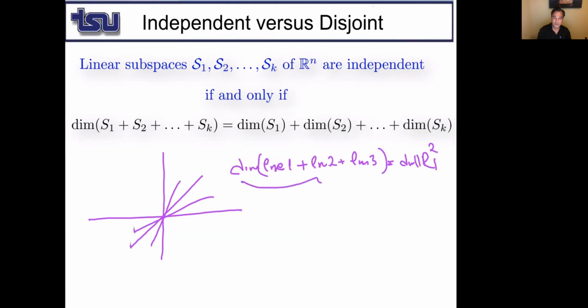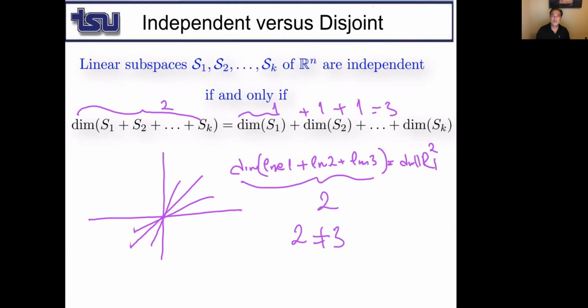So this will be what? 2. So that means this is 2. But then we have the first line, the second line, and the third line, which is 3. So 2 is not equal to 3. Therefore, 3 lines are not linearly independent.